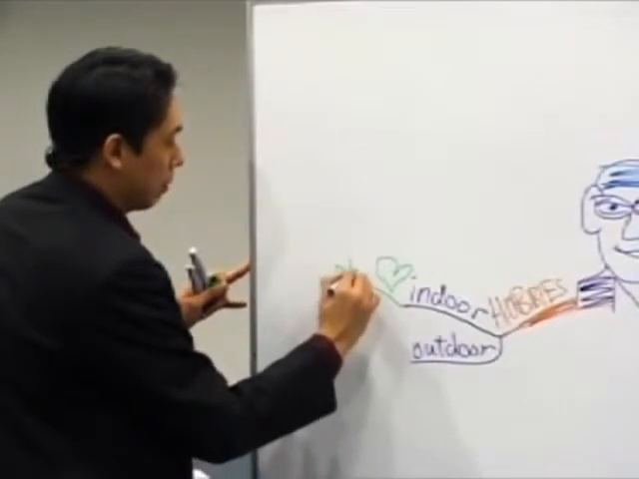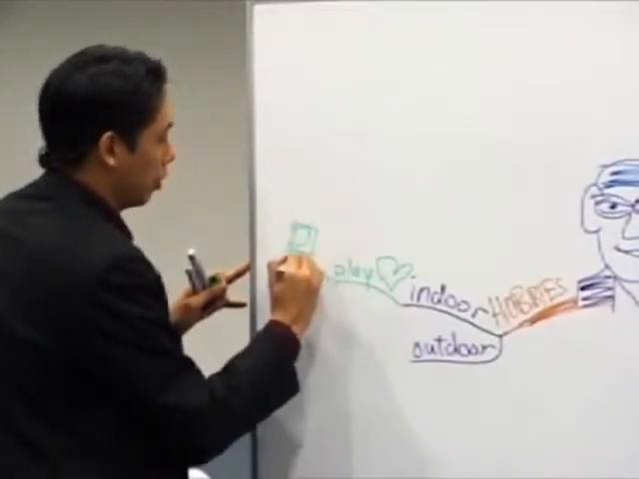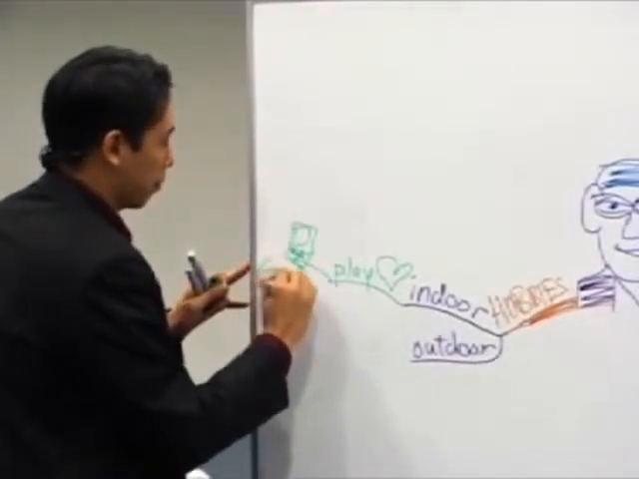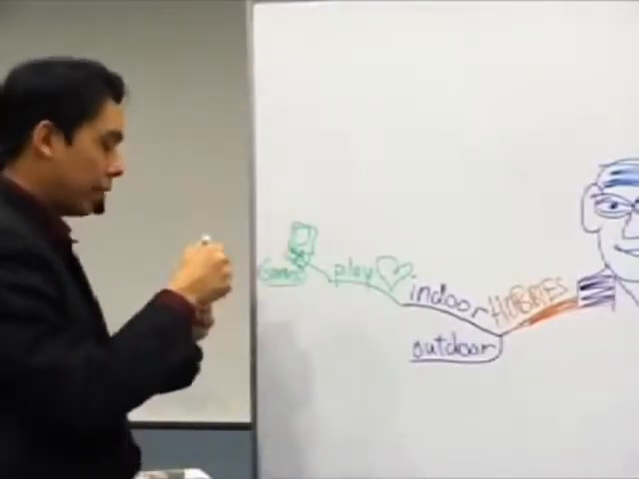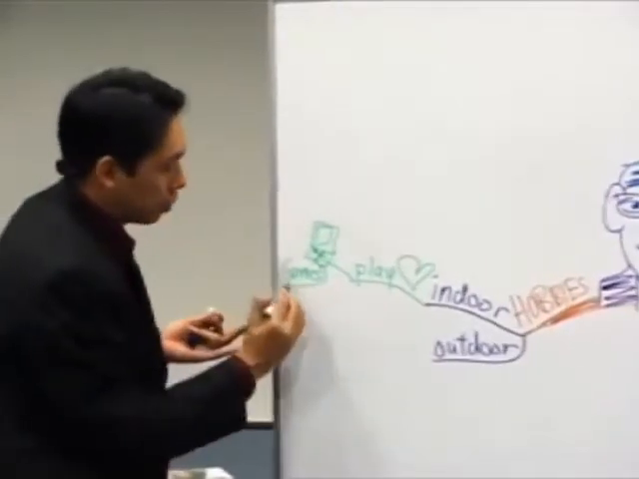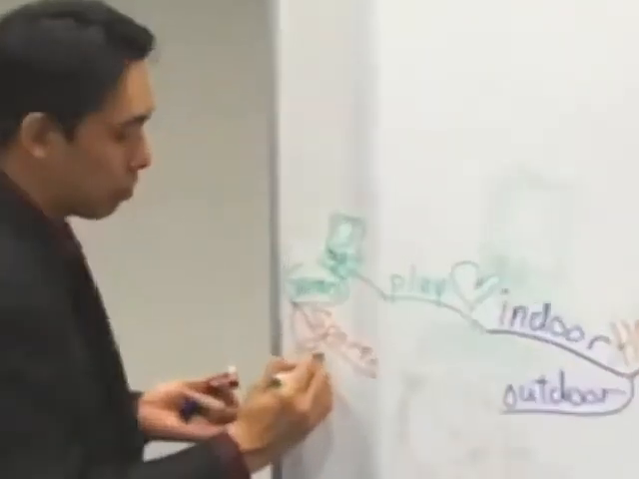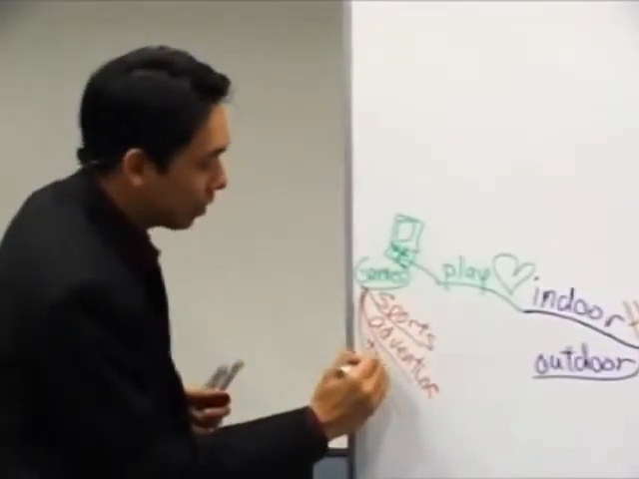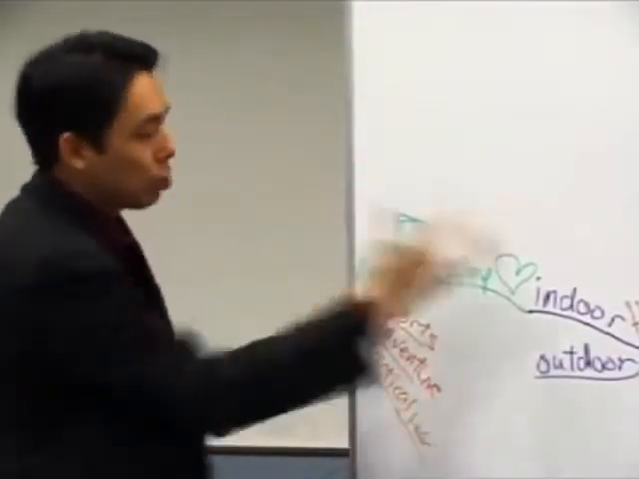playing computer games. Playing, I could draw a little computer over here and write down the word games. You see that? So loves playing computer games. And let's say under the computer games he loves to play, let's say for example, sports games. He loves to play adventure games. Okay, so for example, he got sports games, adventure games. He could love tactical games or maybe even war games. Does that make sense? So that could be one of his hobbies.